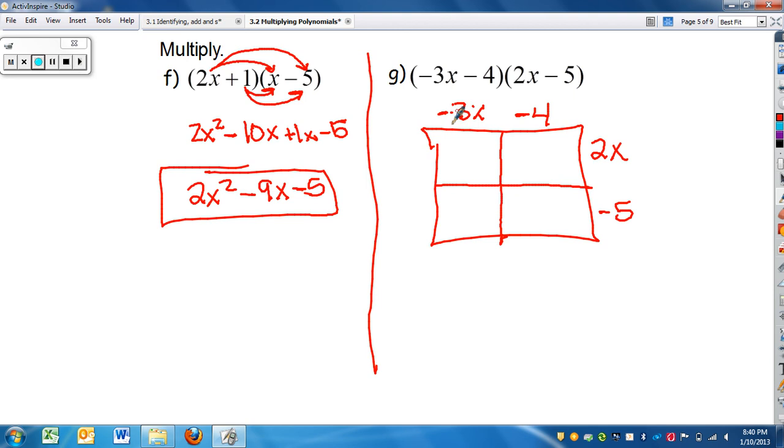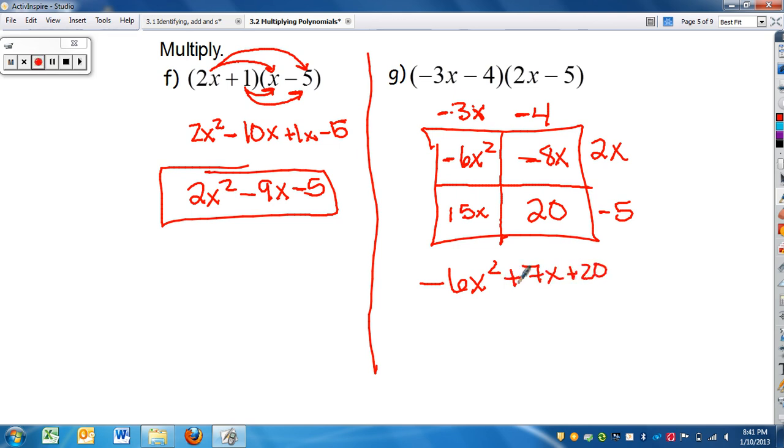So in this box, I go negative 3x times 2x. That's negative 6x squared. Negative 4 times 2x is negative 8x. Negative 3x times negative 5 is 15x. Negative 4 times negative 5 gives me 20. I have negative 6x squared. 15x and negative 8x is 7x, plus 20.